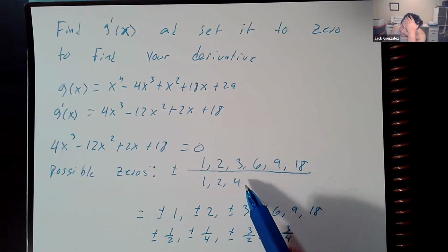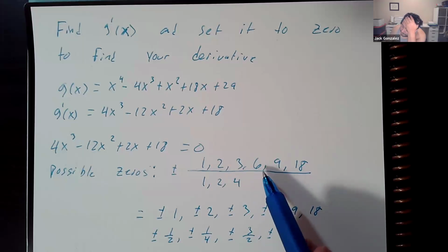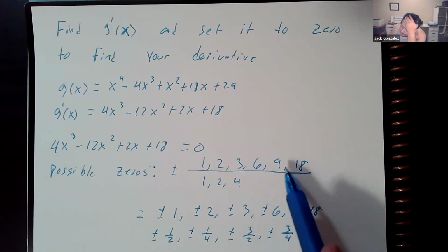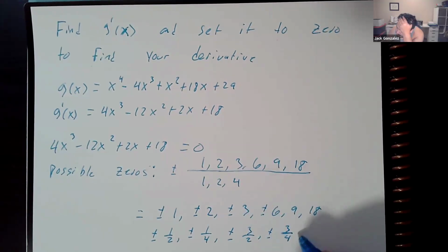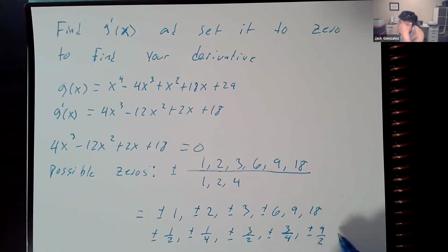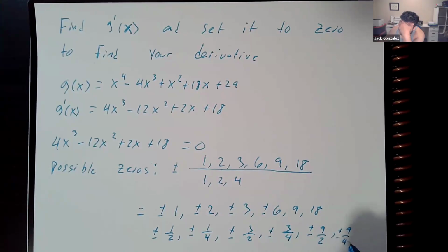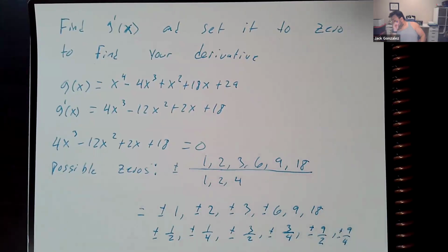6 over 4 is, what is it? 6 over 4. 3 halves. Yeah, we're good there. 9 over 2. 9 over 4, I guess. 18 over 1. 18 over 2 is 9. 18 over 4 would be 9 over 2. Okay, so we're good. We got every possibility.